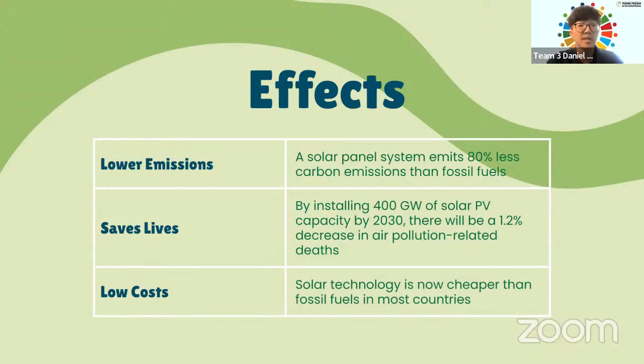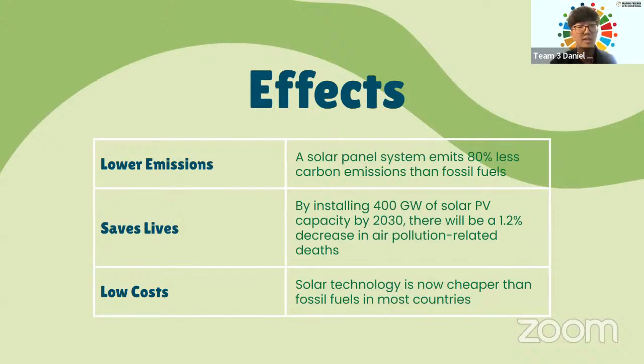The second reason is because it saves lives. Like Brian mentioned earlier, 7 million people die every single year due to air pollution deaths. But by 2030, if we install 400 gigawatts of solar PV capacity, there will be a 1.2% decrease in air pollution related deaths. Even though 1.2% may not seem like a lot, it's still tens of thousands of people, considering that 7 million people die each year, and saving 1% is better than saving 0%.